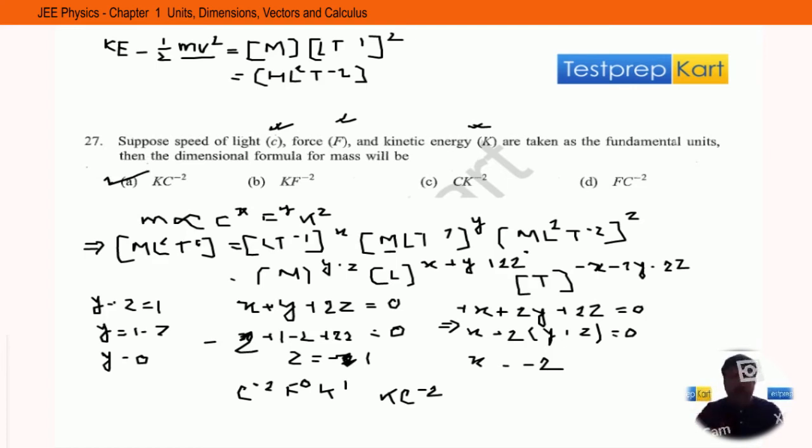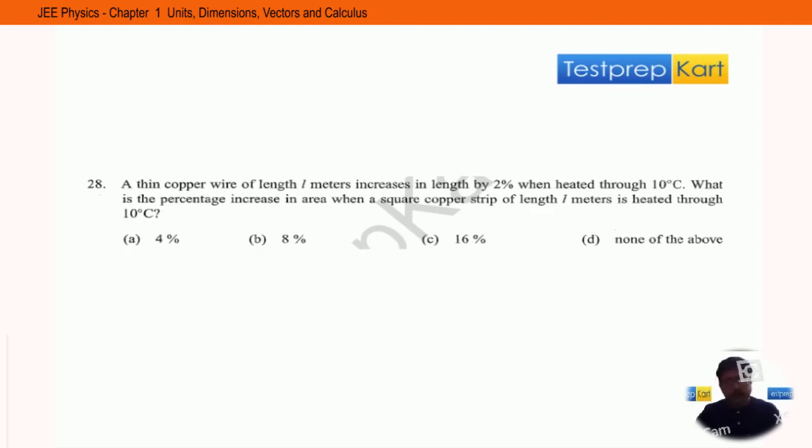So this is the way to solve a problem like this. So I believe that you are getting the point. In this type of questions, you need to solve it in this way. And this is the best way to solve. Now, going to the next question.